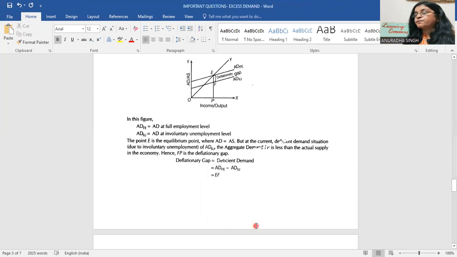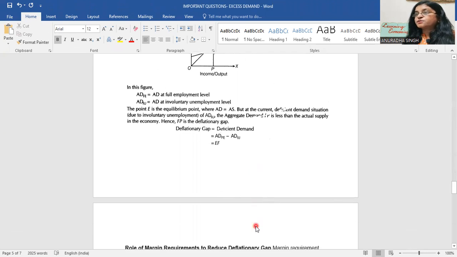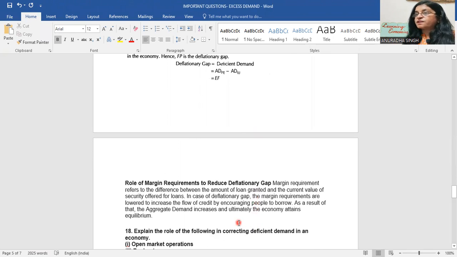So for solving the problem of deflation, what is happening in deflation? The demand is less and supply is more. In that case, they will decrease the marginal requirement. And in case of inflation, when demand is more and supply is less, people are taking more loans, so the RBI will increase the marginal requirement. So the role of marginal requirement is very important in inflation as well as deflation. You can remember it like this: in inflation, increase in marginal requirement.